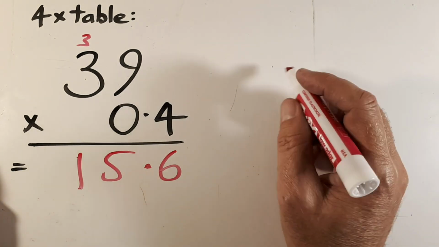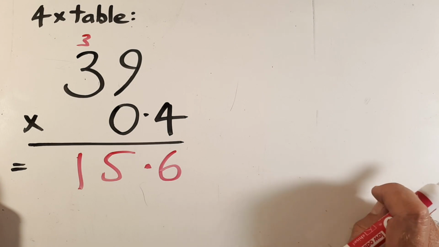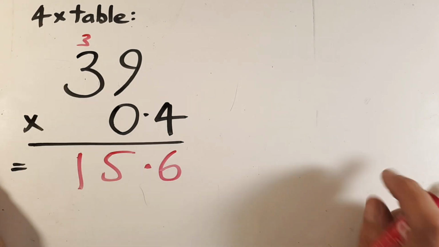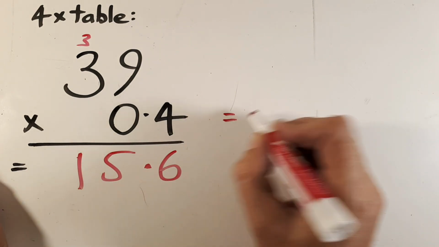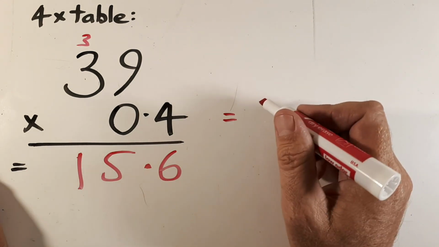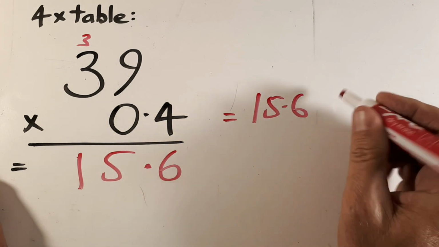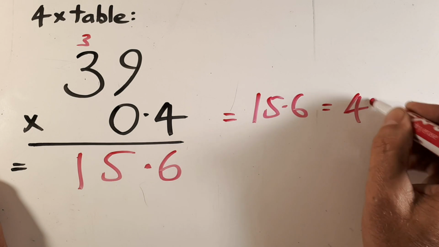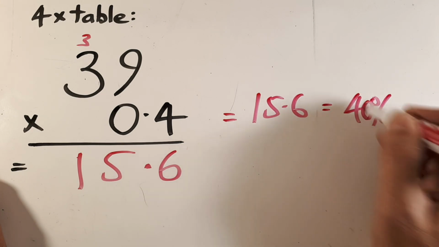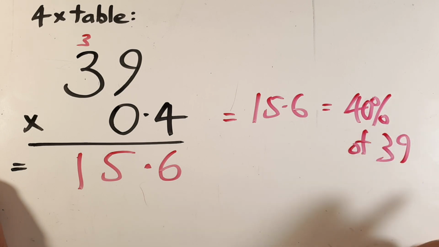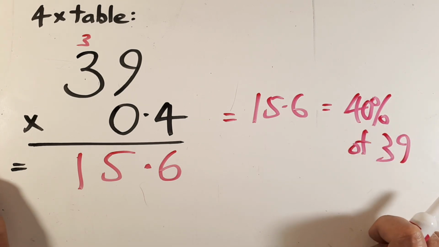What do I mean by percent? Well, percentage means that whatever number you have gets chopped up into 100 parts. So this would also be, you could say, 15.6 equals 40% of 39. Just swapping around a little bit. Percentages and decimals are very closely related.